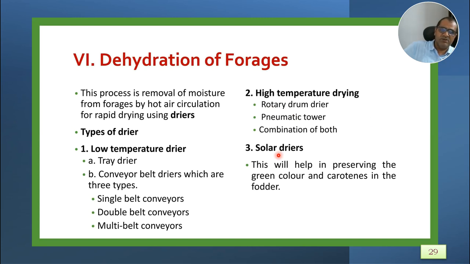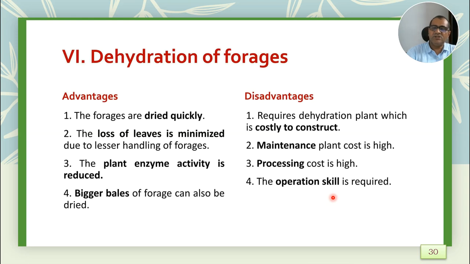may also be there. Whereas the solar dryers help in preserving the green fodder and carotenes in the fodder, and nowadays solar things are very, very popular. The advantages of dehydration of forages are that the fodders are dried very quickly, and loss of leaves is very much minimized. The plant enzymes are reduced. So many enzymes are there; they are reduced. Bigger bales of forage can also be dried.